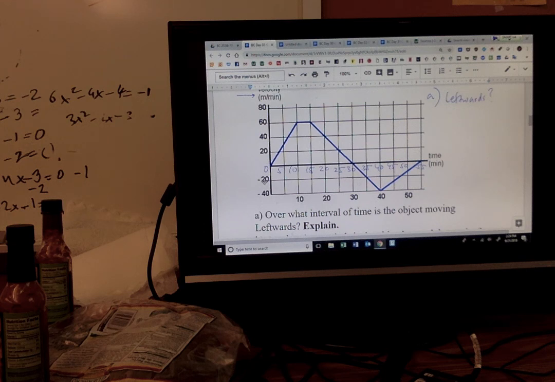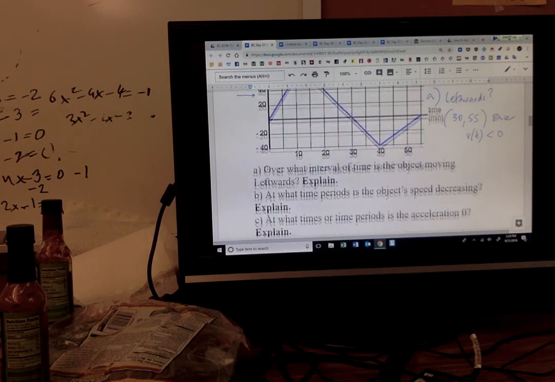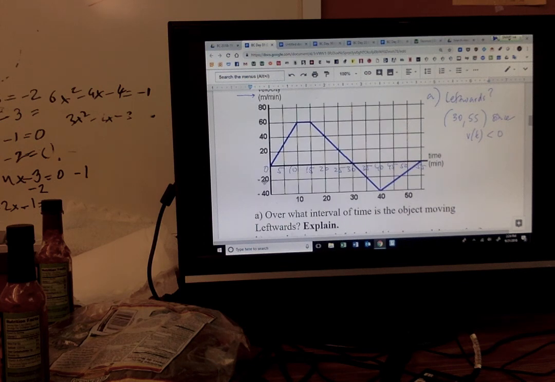Now can we read the graph? So first do the thinking, then look at the graph. From 30 to 55. Reason: since, as Ms. Eunice says, V of t is less than 0. Please study your notes. The actual questions are very easy. Okay, we're doing B.